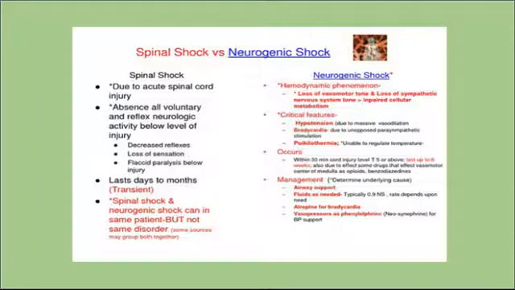Spinal shock is due to that acute spinal cord injury, absence of all voluntary and reflex neurological activity below the level of injury. It is flaccid. It can last from days to months, but it is transient. It does go away. You might have spinal shock and neurogenic shock occurring at the same time, but they are not the same thing, where your neurogenic shock is actually the body going into shock. This covers it here, but I'm going to go to the next slide.